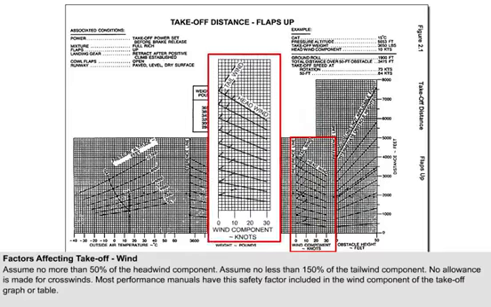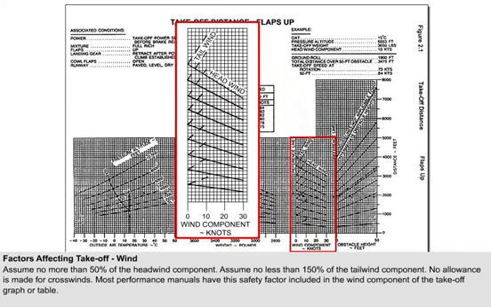You will notice this recommendation because of the different slopes of the headwind and tailwind lines. Tailwinds have a greater effect on the distance than headwinds. This can also be seen on other graphs by looking at the scale of the headwinds and tailwinds rather than just looking at the slope.